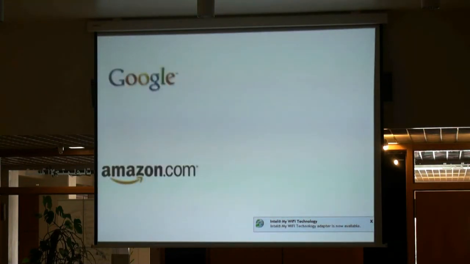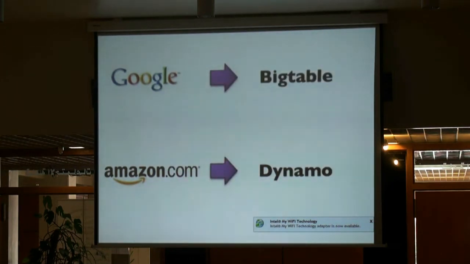So Google and Amazon came up with their own solutions. Google has something called Bigtable, which it owns so far, and that's the way they store their data or search through their data. Amazon came with Dynamo.